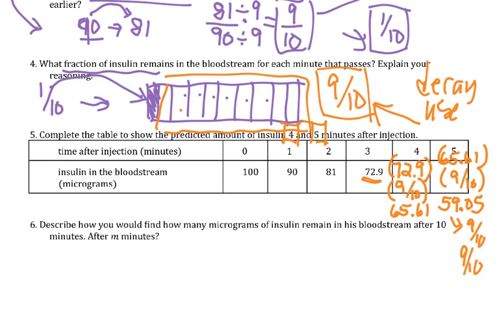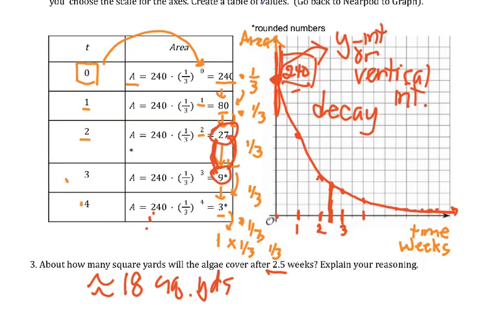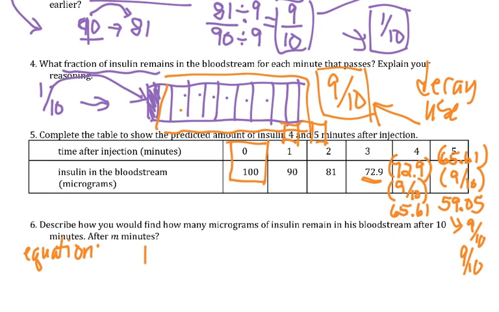So what you could do is you could actually write an equation to help you. And that way you can, at any point in time, figure out how much there is left. So what would I do? Remember, we always start with the initial amount. How much did I start with? So I started with 100 micrograms, right? That's how much was in my bloodstream. And how much is remaining each time? 9/10. And I can raise that to the power of t.